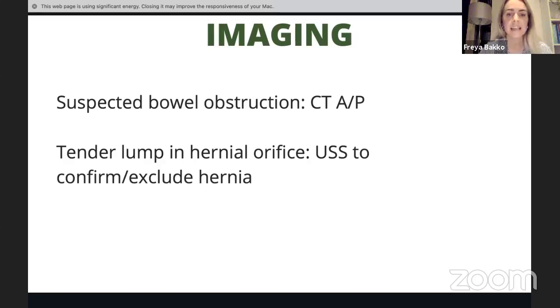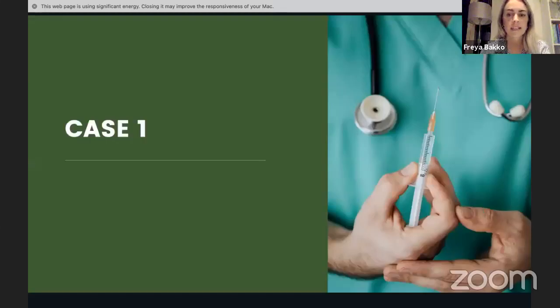If the lump is tender, it's in the hernial orifices, you're not 100% sure what the etiology of the lump is, you can request an ultrasound to assess whether it's of vascular origin, whether it's a hernia. That's for non-acute presentations. Right, let's go through some cases.